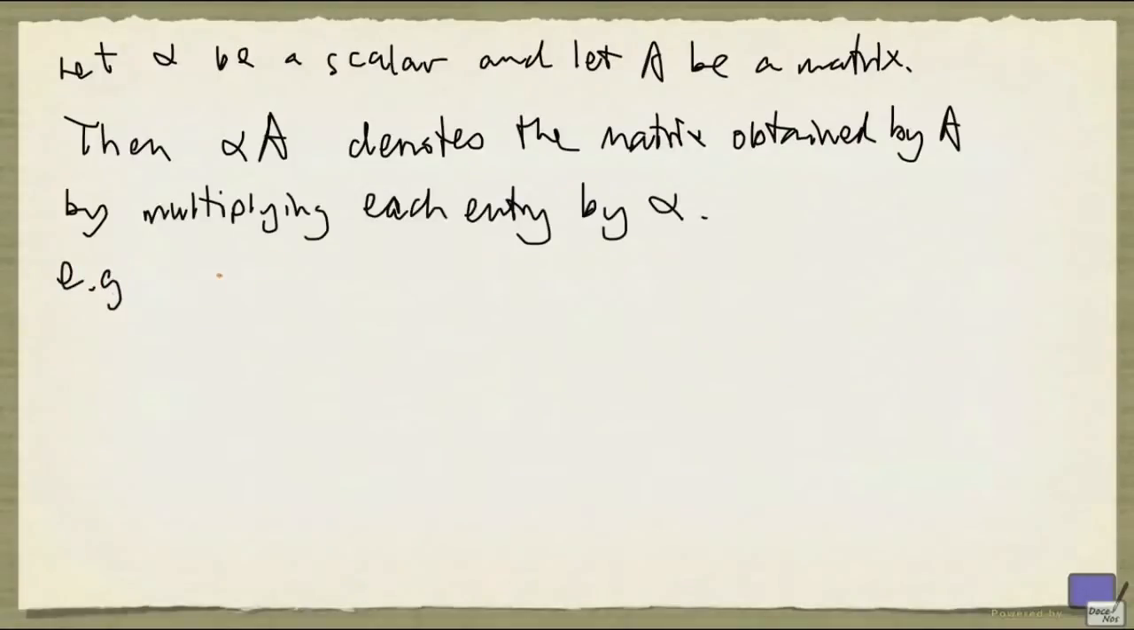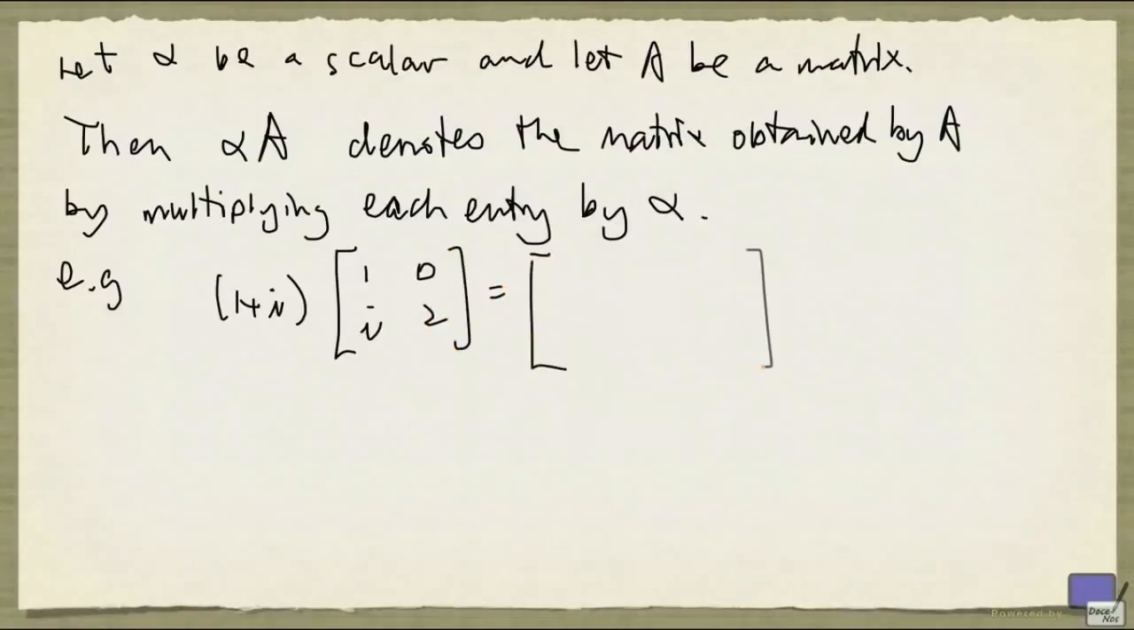So for example, suppose we are working over the complex numbers. My scalar is 1 plus i, and the matrix we are looking at is 1, 0, i, 2. Then this represents the following matrix. 1 plus i, so I'm multiplying every entry by 1 plus i, 0. And here I have 1 plus i times i, so that's i plus i squared, and so I have minus 1 plus i. And here I have 2 plus 2i.